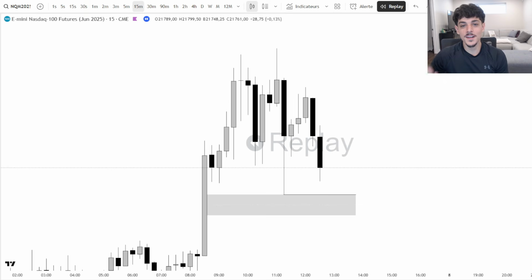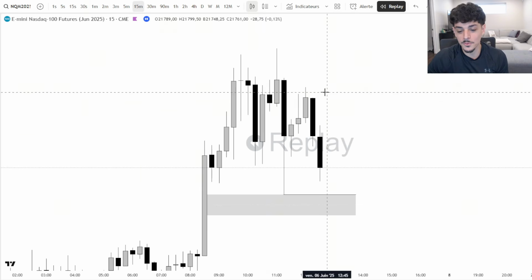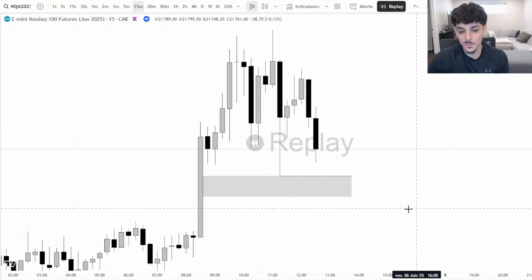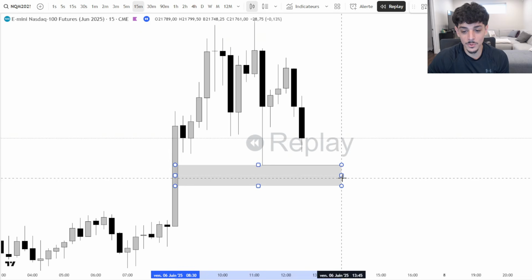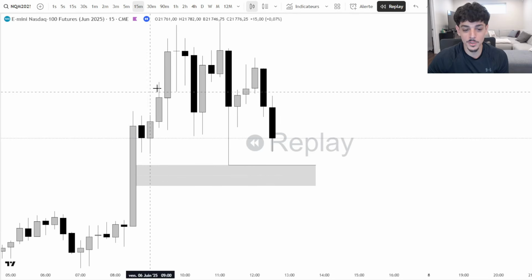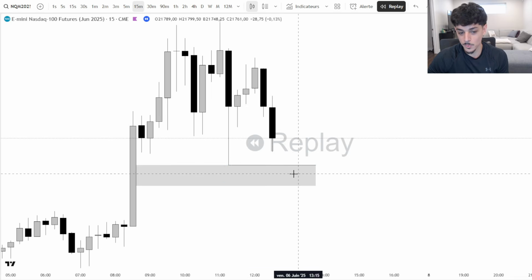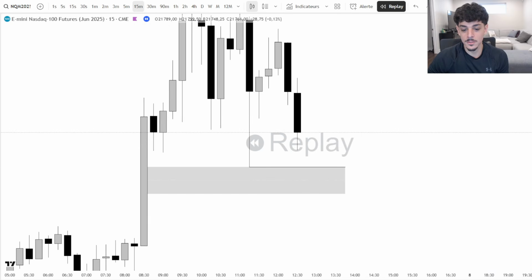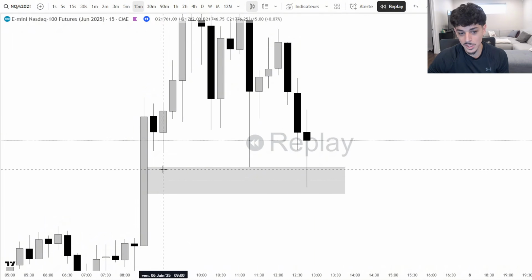Now let's take a look at the final example of the week, which happened on Friday, June 6th. So right here we have a 15-minute bullish fair value gap. So we expect a bullish reversal if we can find weakness right here when we enter this gap. So let's take a look at what is going to happen when we enter inside this gap. Boom, we sweep this low, enter inside this gap.